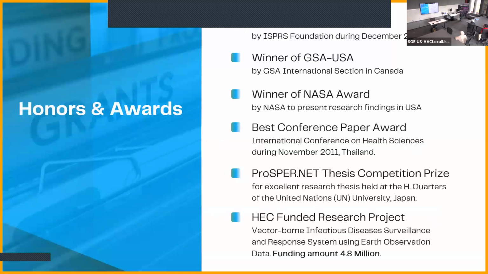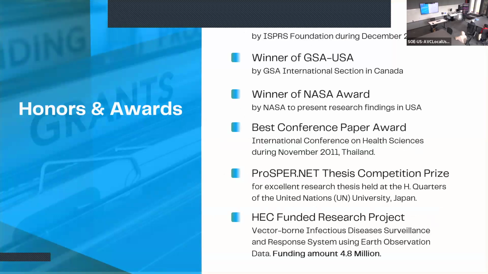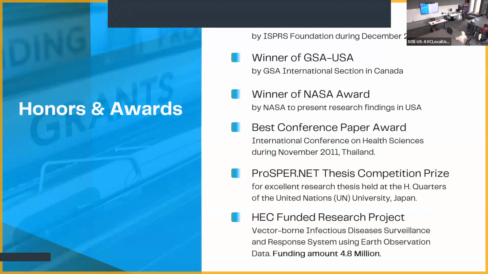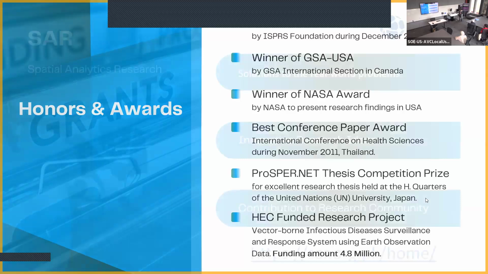And about myself, I was the winner of a travel grant from the ISPRS Foundation, and similarly for different types of events, including the NASA award, which I won during 2013, and the Best Research Conference Award. Similarly in Japan, the ProsperNet Thesis Competition Award was given to me, and I remained an HEC scholar for my PhD. And I won 4.8 million funding for a research project through the HEC.